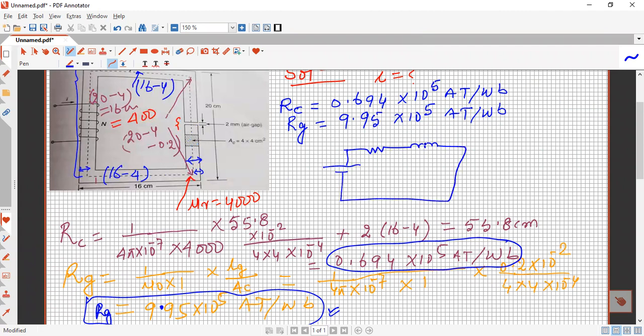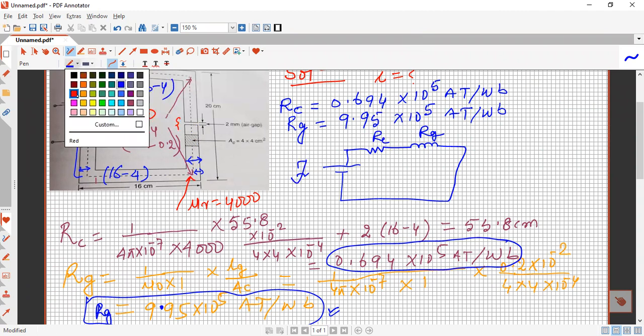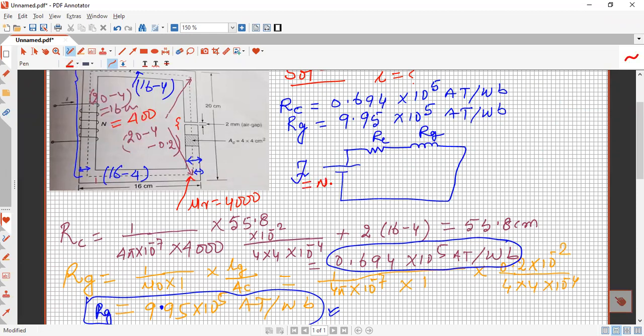And so this is the reluctance of the gap, this is the reluctance of the core, and this is the MMF, which is equal to the number of turns multiplied by the current. And here it is phi. So from Ohm's law, we can say directly that the number of turns multiplied by current, MMF, is equal to phi multiplied by the total reluctance of the core and the reluctance of the gap.